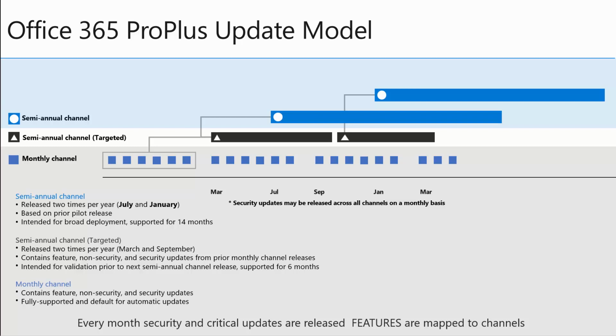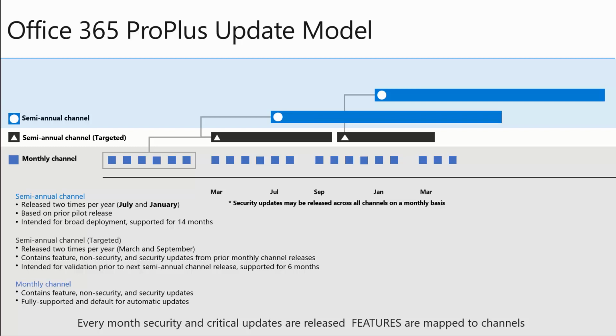There is a monthly channel which includes features. Those first then appear in the semi-annual channel targeted, which is kind of a test or validation build that you can use as part of your insider ring, for example, and in your pilot ring, and then you can roll that out to semi-annual channel, which will receive that a few months after the targeted channel begins.